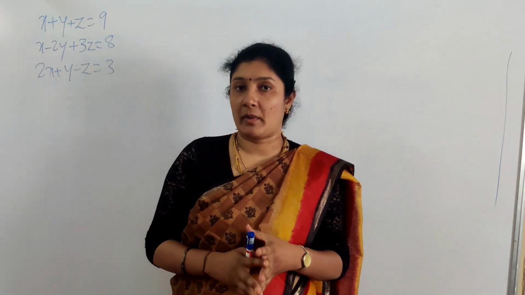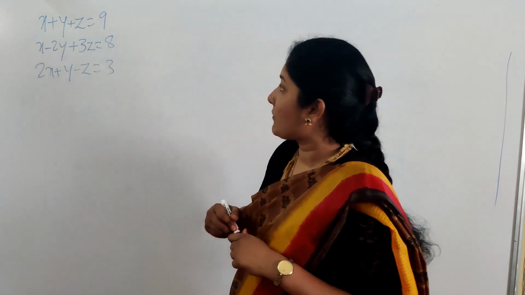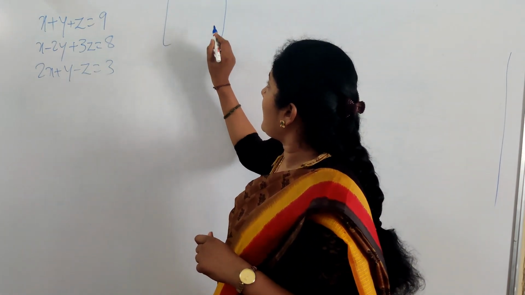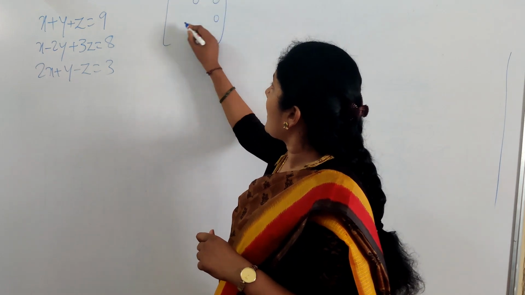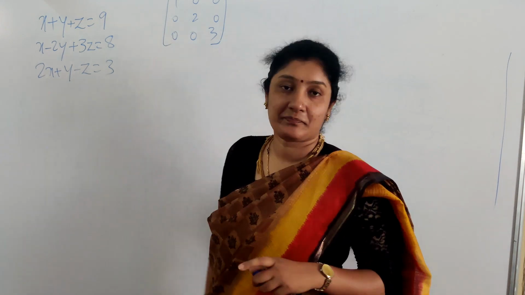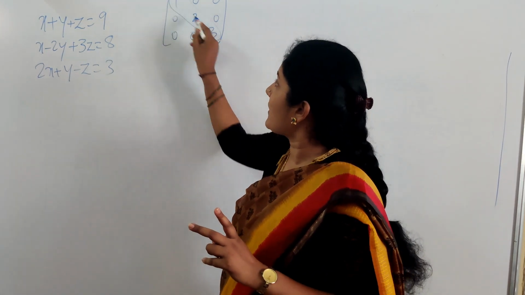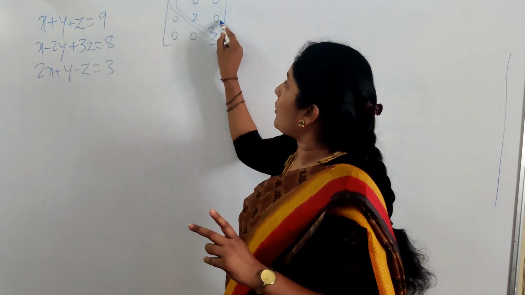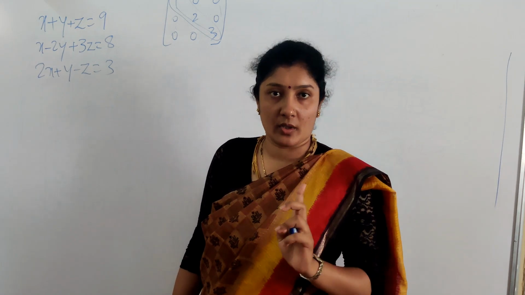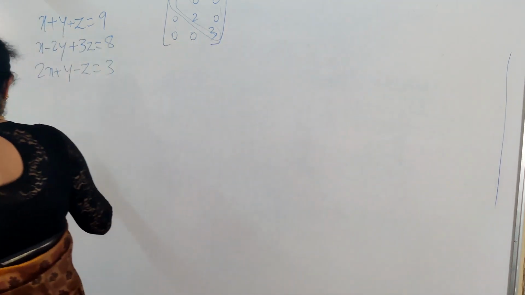Gauss Jordan method. In the Gauss Jordan method, we have to make all elements 0 except the principal diagonal elements. Okay, so these are the principal diagonal elements. Except these three, we have to make all other elements 0. This is the concept of Gauss Jordan. Now, let me start. Let me write the augmented matrix first.